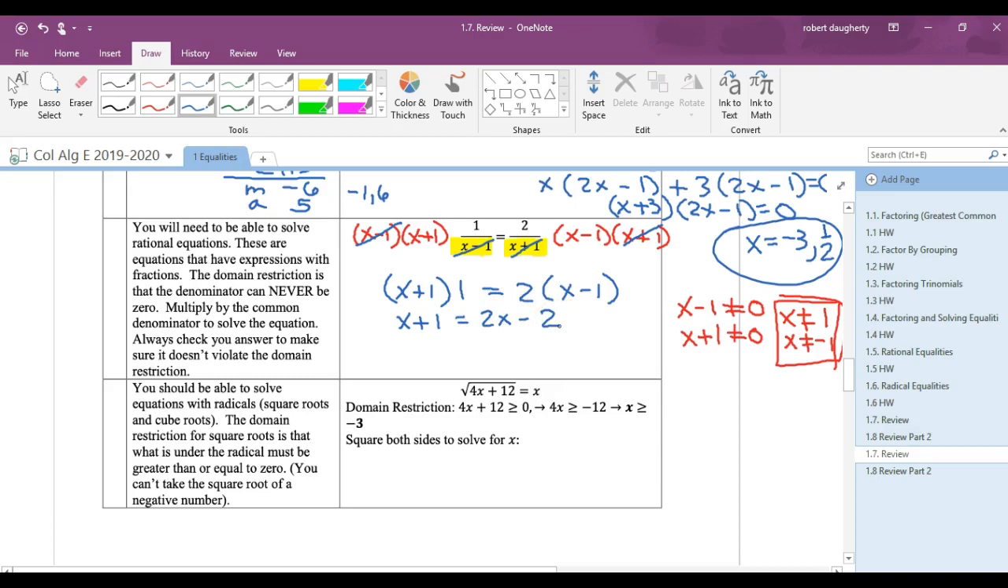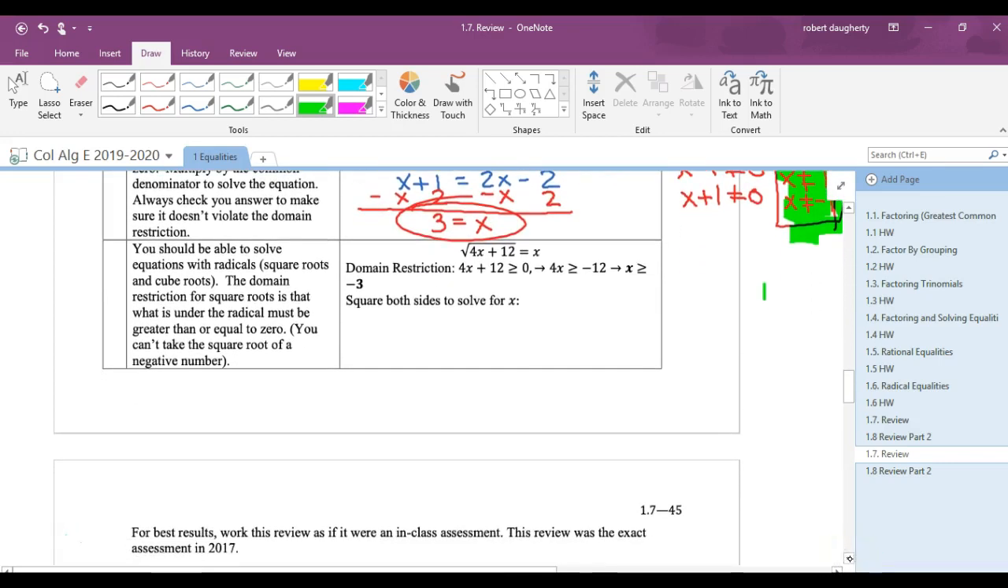If I add 2 to both sides, and subtract x from both sides, I will get 3 is equal to x. So x is equal to 3, and that does not violate the conditions that I had over here. So that's all good. x can't be 1 or negative 1. Okay?